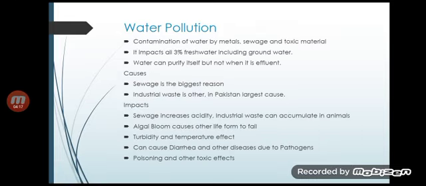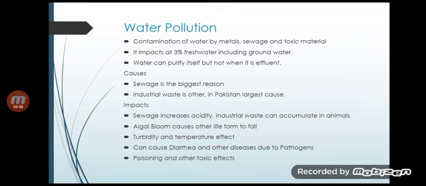The next type of pollution that we're going to discuss is water pollution. In fact, even more dangerous than air pollution is water pollution. Why? Because water is used a lot in our daily life. The contamination of water by heavy metals, sewage waste, or any other toxic material is known as water pollution. It impacts all forms of fresh water, the water that is essential for human use, like rivers, lakes, and even groundwater, because most of the groundwater seeps from the surface water.